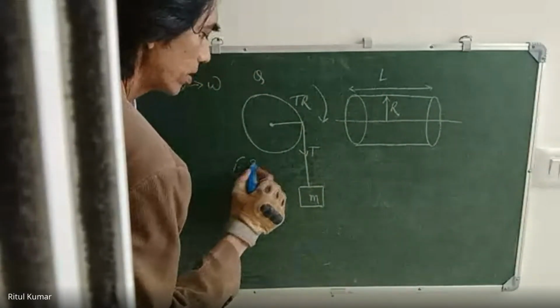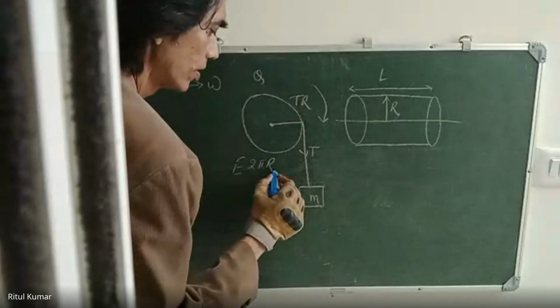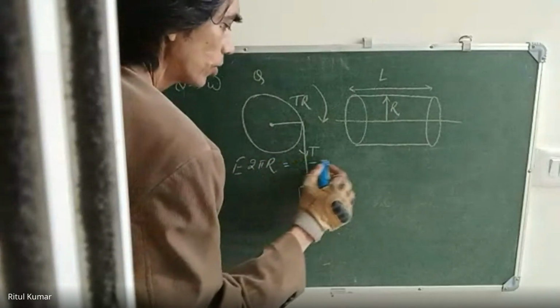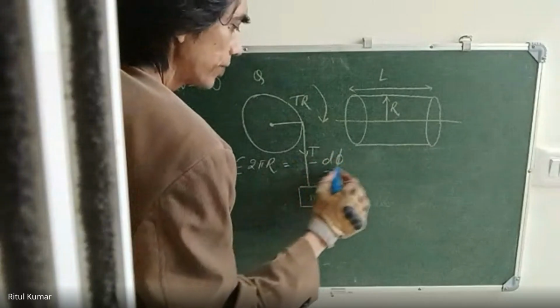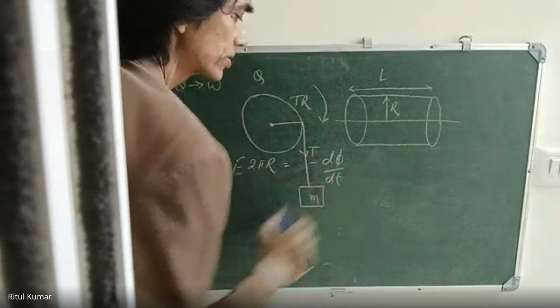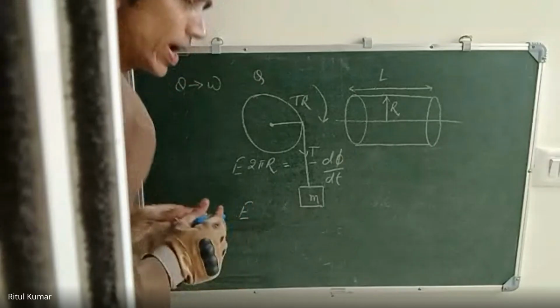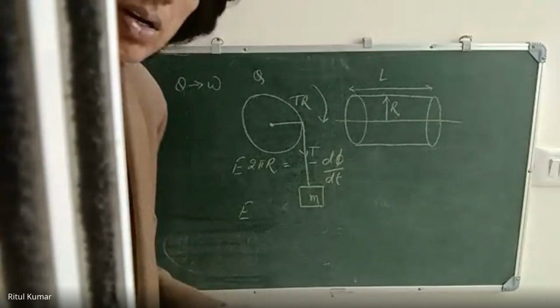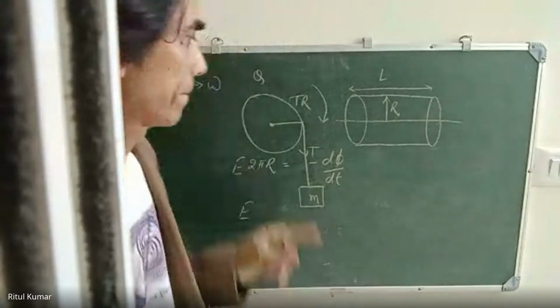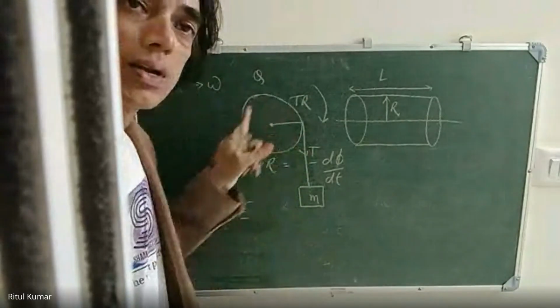E into 2 pi r is equal to what to us? Minus of d phi by dt, right? Yeah, class. You studied this, right? Yeah, we have done. So we get E. And if we get E, guess what? There is E. There is E everywhere.